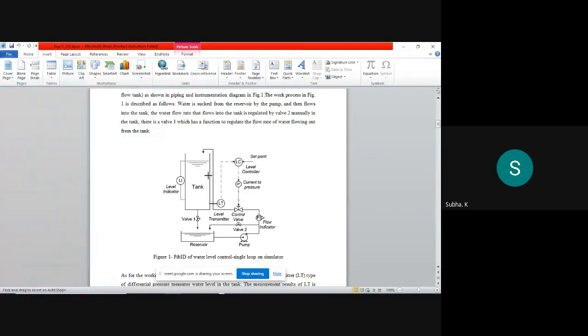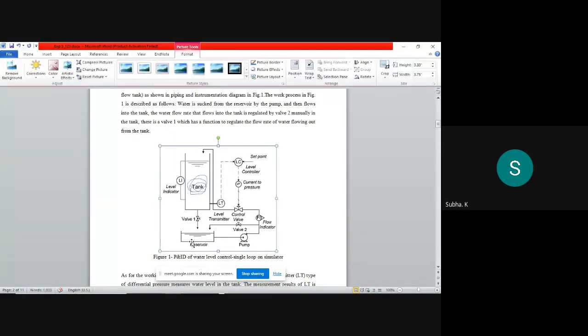Okay, so this is my tank. This is my reservoir, underneath it. From this reservoir, through this pump, the water will be made to flow inside the tank. And there is a control valve here. This control valve is manually controlled.